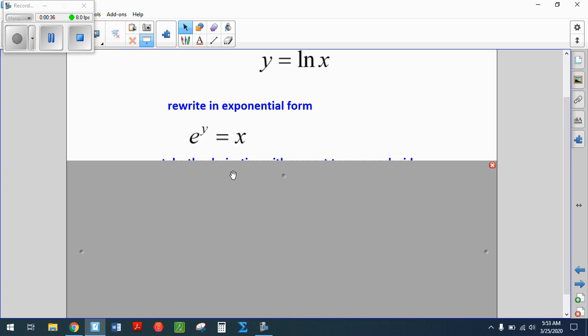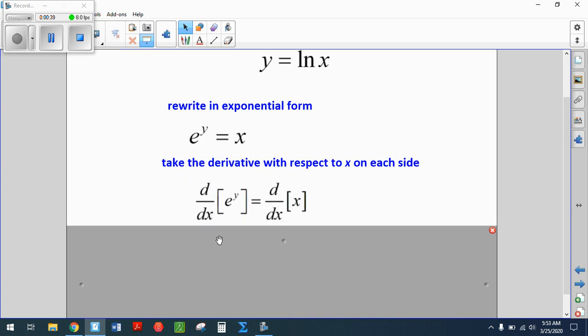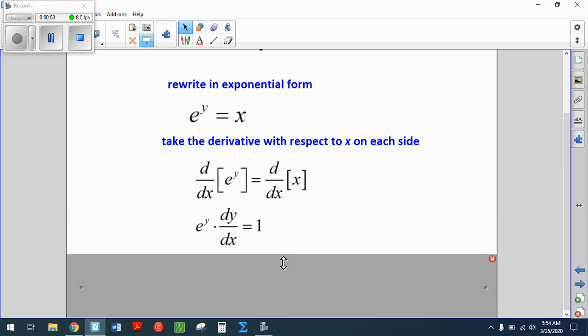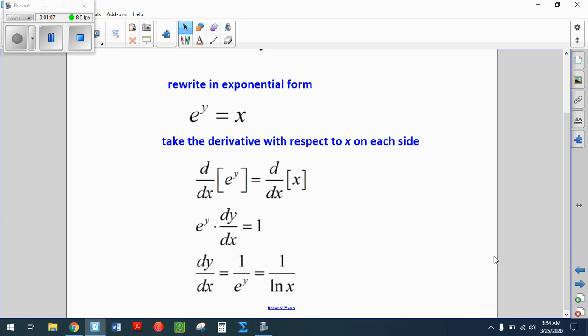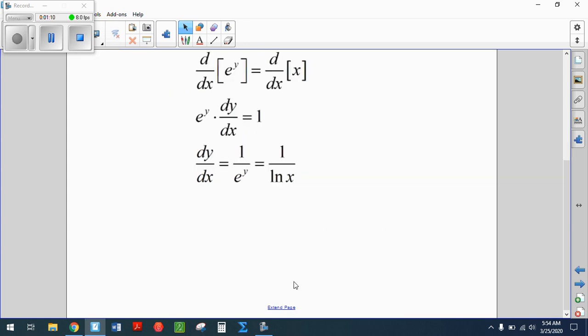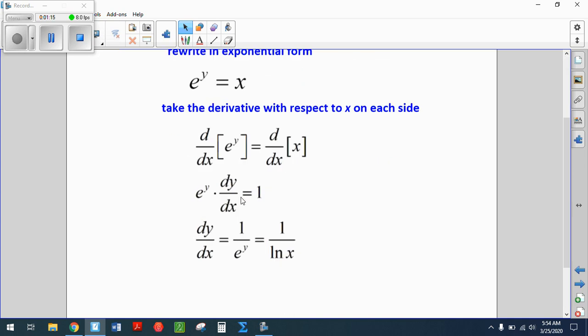So if I take the derivative of both sides of the equation, that means I'm going to take the derivative with respect to x of e to the y. So that's an implicit function. I'm going to use implicit differentiation. And on the right side, I'm going to take the derivative of x with respect to x. On the left-hand side, the derivative of e to the y is e to the y times dy dx. And on the right-hand side, the derivative of x is 1. So I get the dy dx by itself. That gives me 1 over e to the y. And originally we said e to the y was equal to x.